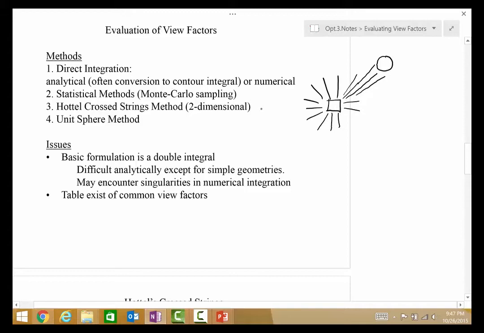For two-dimensional problems, there's a very efficient method called Hottel's cross-string method that is used, and we'll talk about how that's developed.